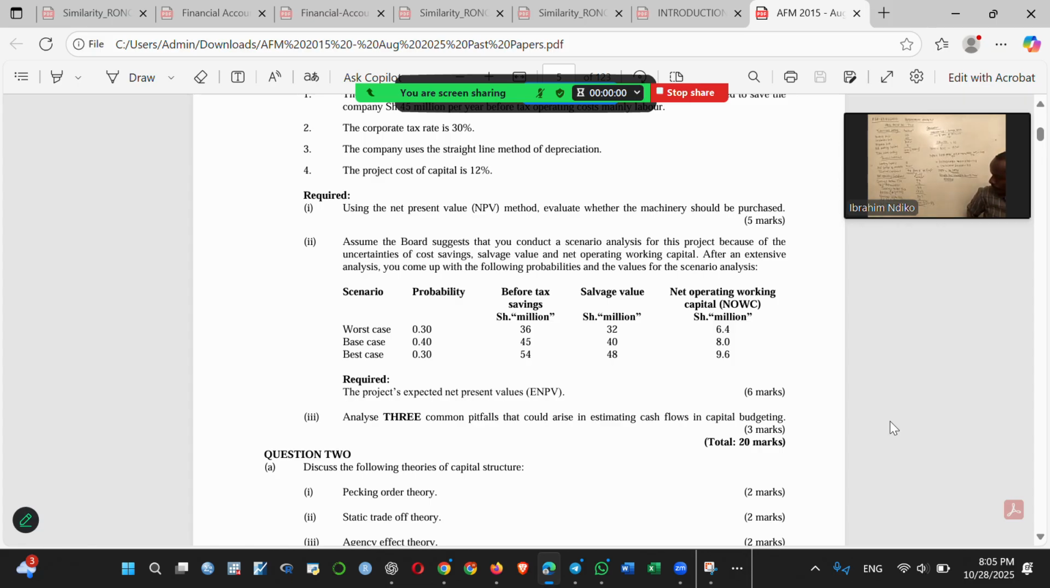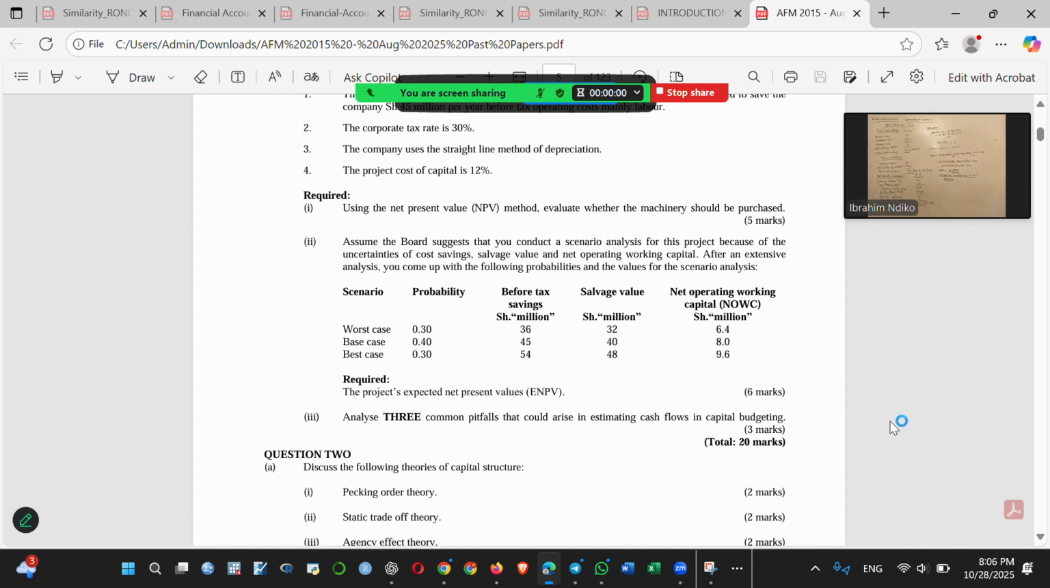Assume the board suggests that you conduct a scenario analysis for this project because of the uncertainties of cost savings, salvage value, and net operating working capital. After an extensive analysis, you come up with the following probabilities and values for the scenario analysis. So we are given the scenario probability, before tax savings, salvage value, and the net operating working capital. Required: the project's expected net present value.